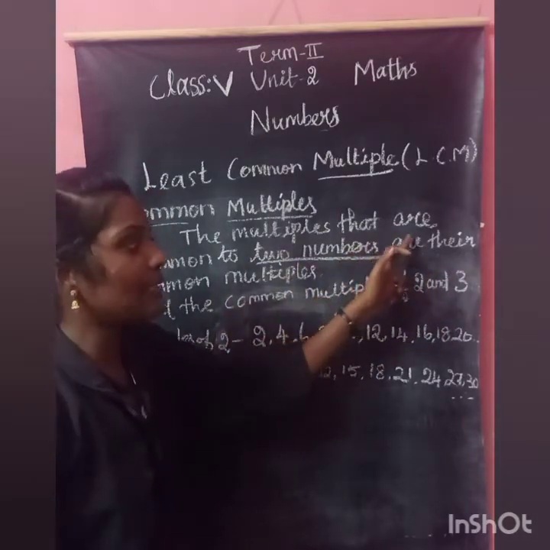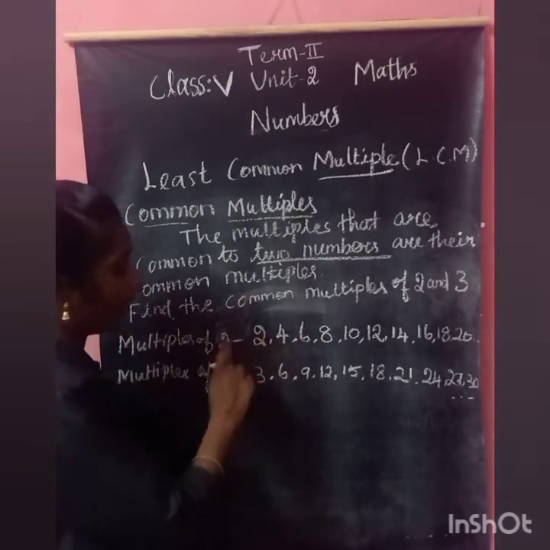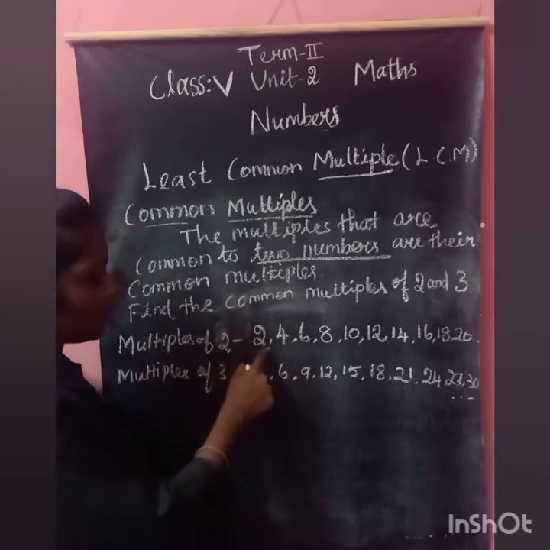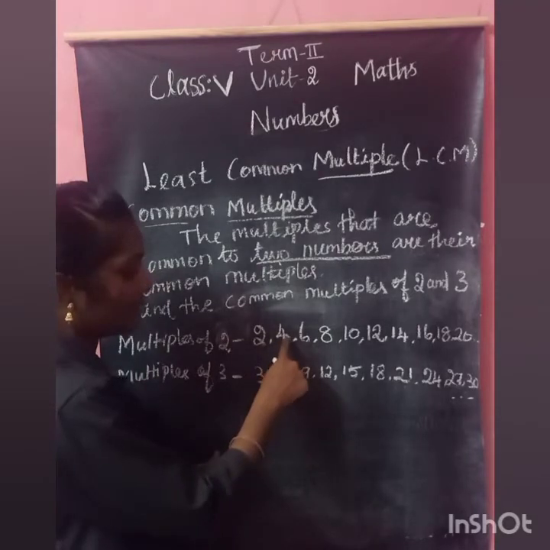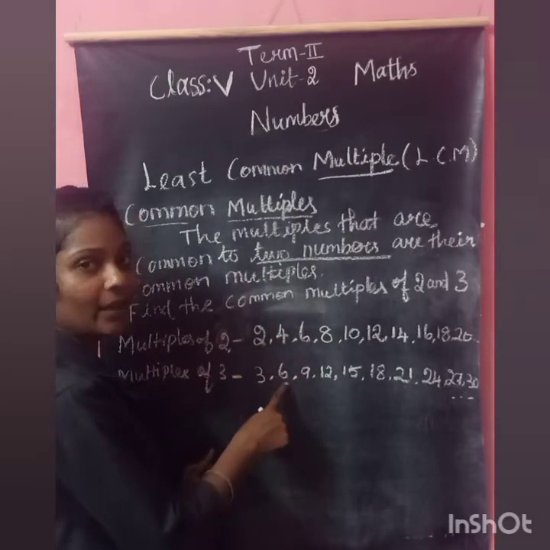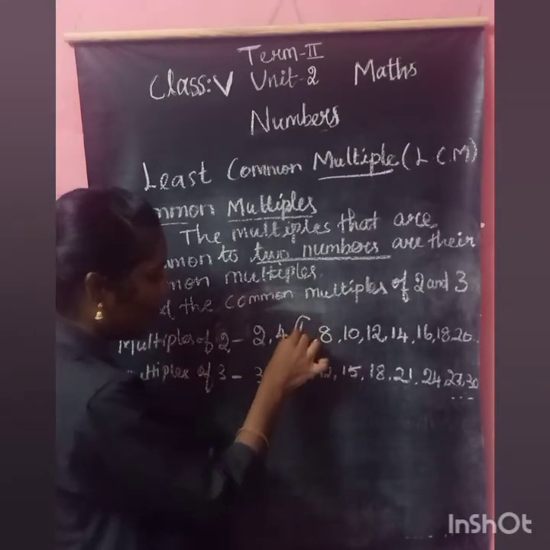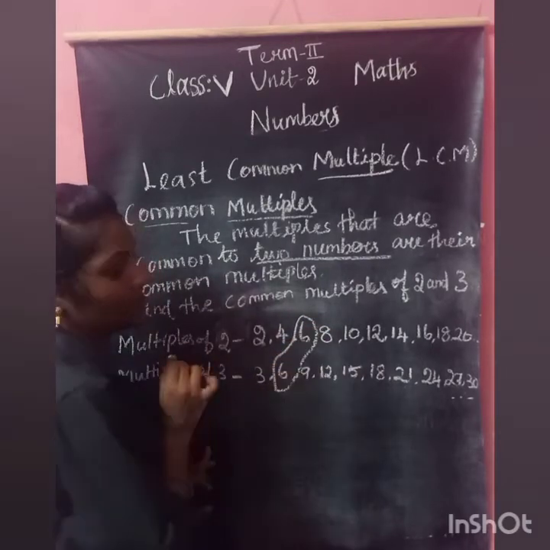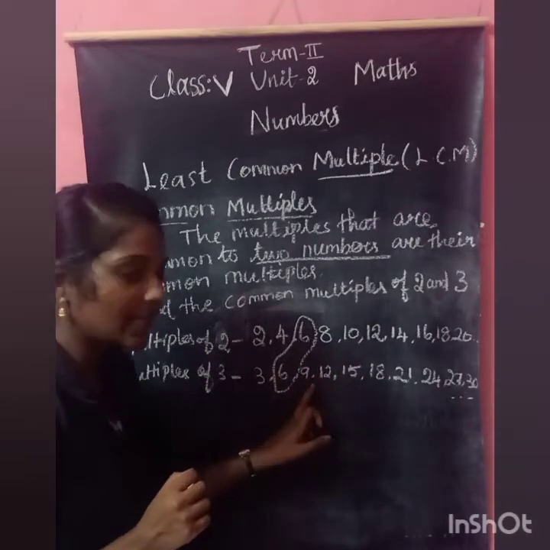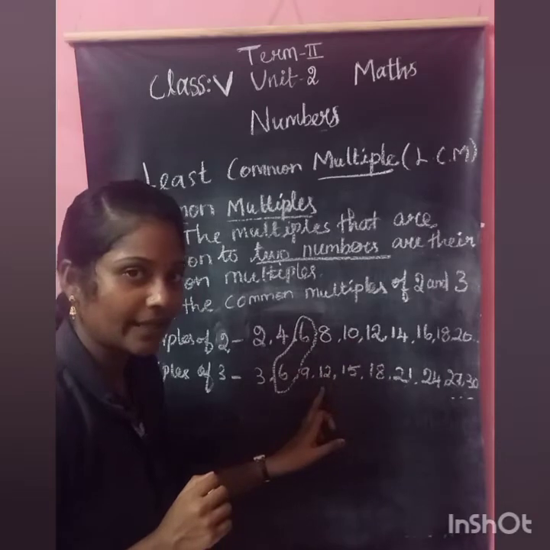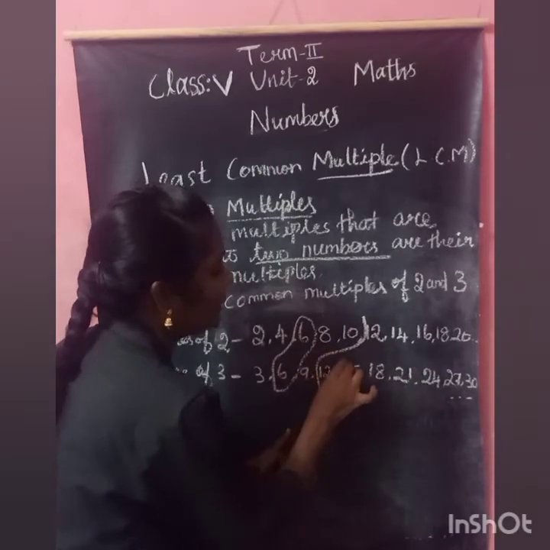Two numbers are there in common. So, see, children, 2 is a multiple of 2, but not there in multiples of 3. Next, 4 is a multiple of 2, not there in multiples of 3. Next, 6. 6 is common, so mark this 6. Next, 8 is a multiple of 2 but not there in multiples of 3. Next, 10. Here, 10? No. Next, 12. Here also 12. So, now mark the common numbers.